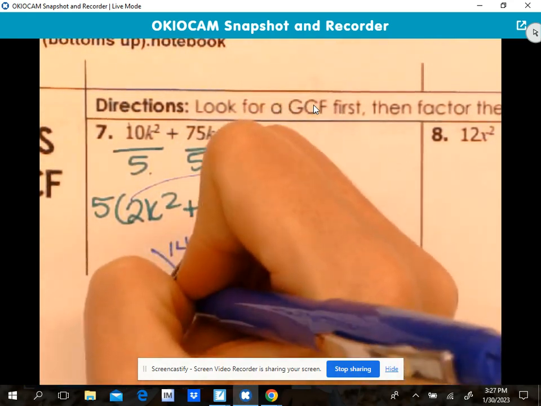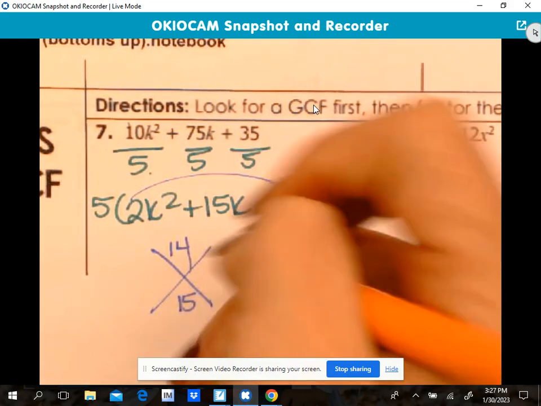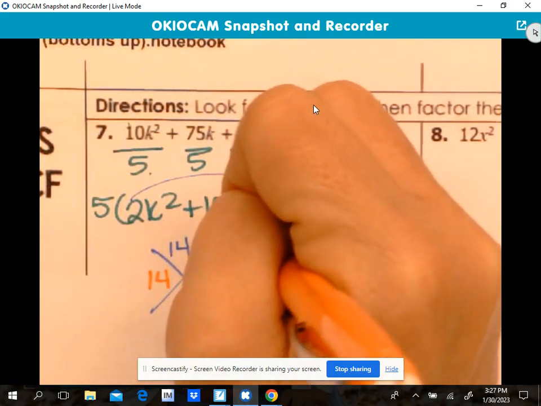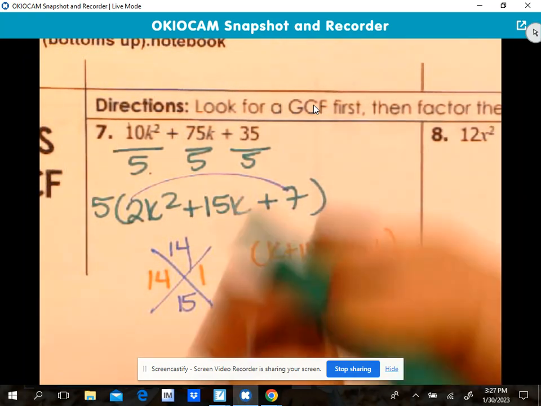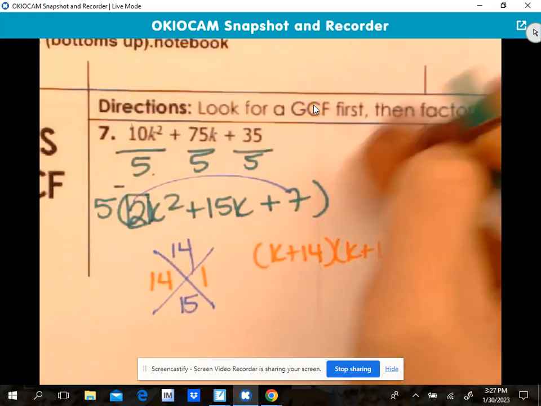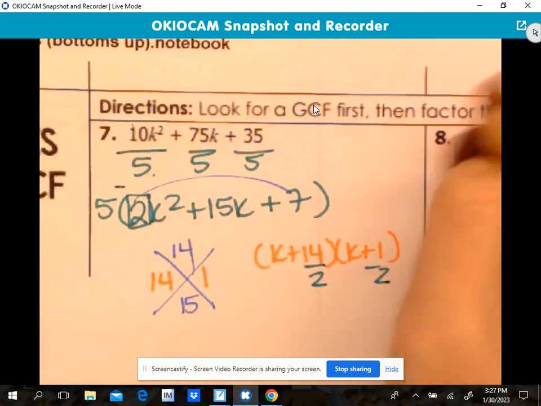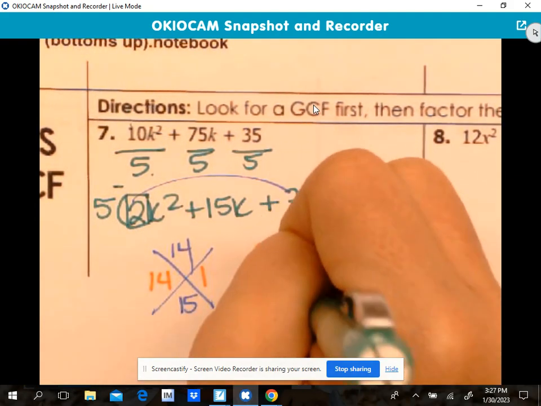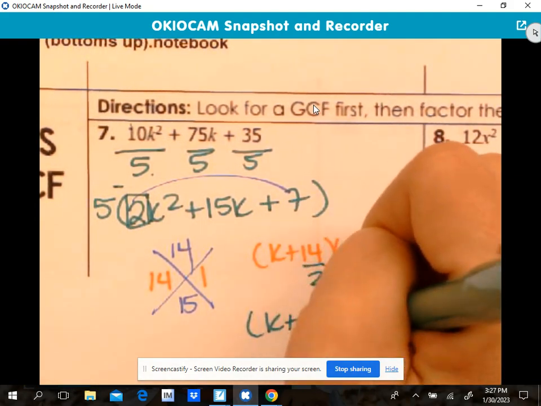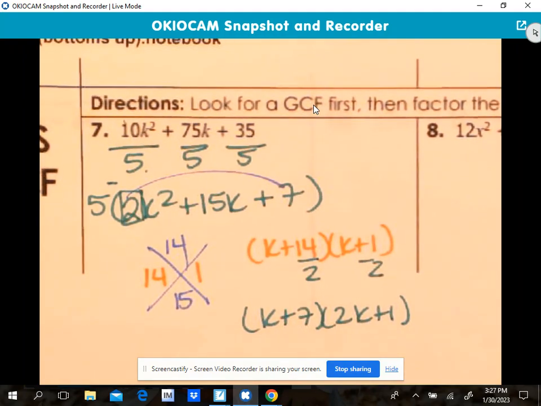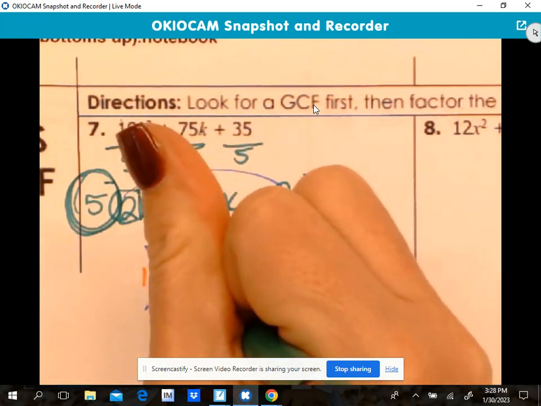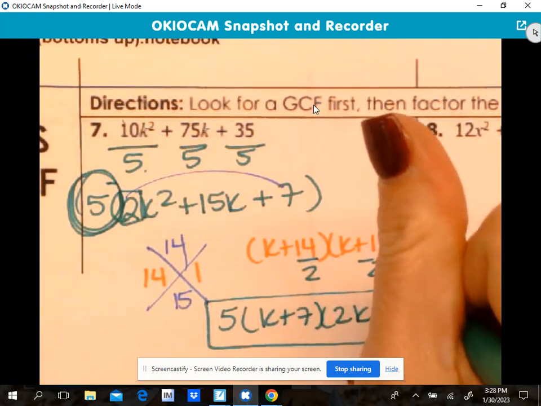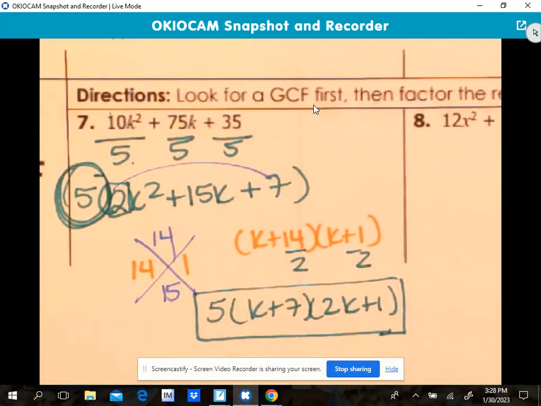2 times 7 is 14 with a 15 on the bottom. 14 and 1. But then we do go back and we multiplied by 2, so we're going to divide by 2. That doesn't go evenly, so it becomes 2k plus 1. But again, we don't forget we've got this 5 out front. That is part of our factors, so it does have to come down.